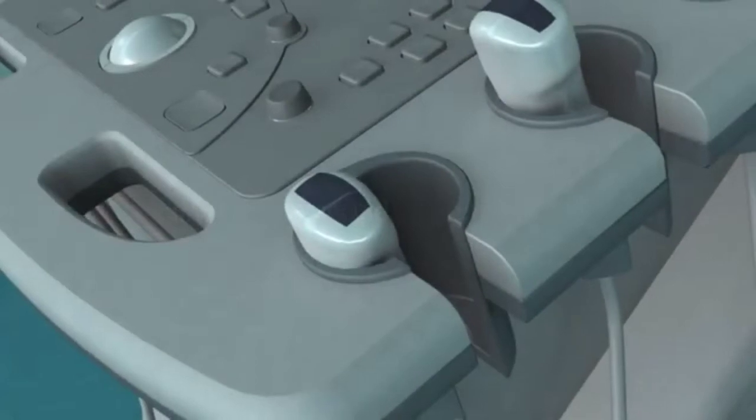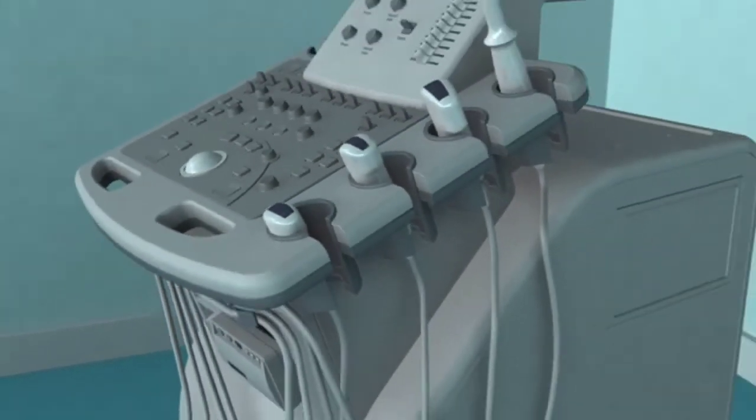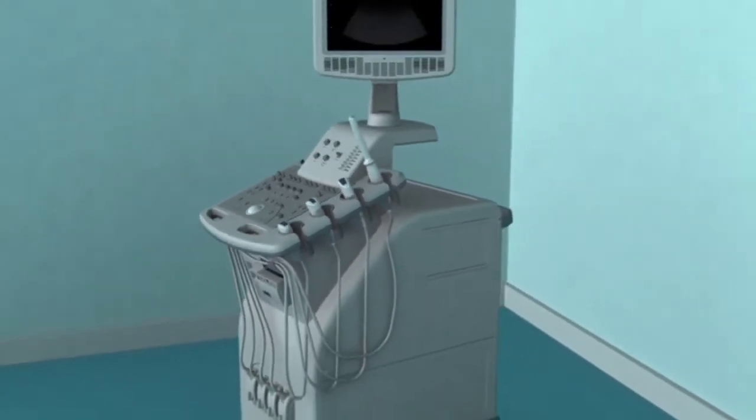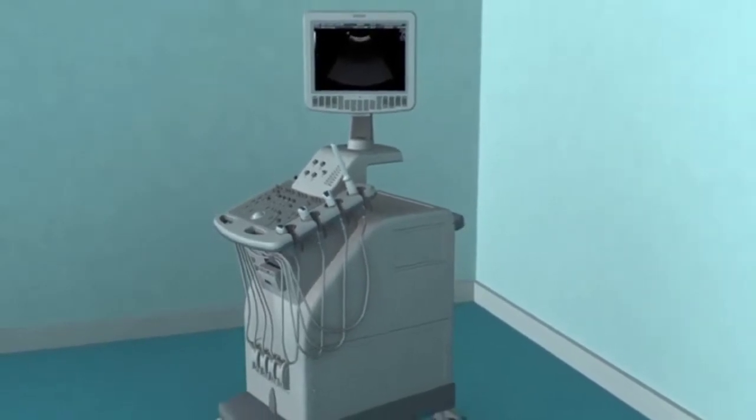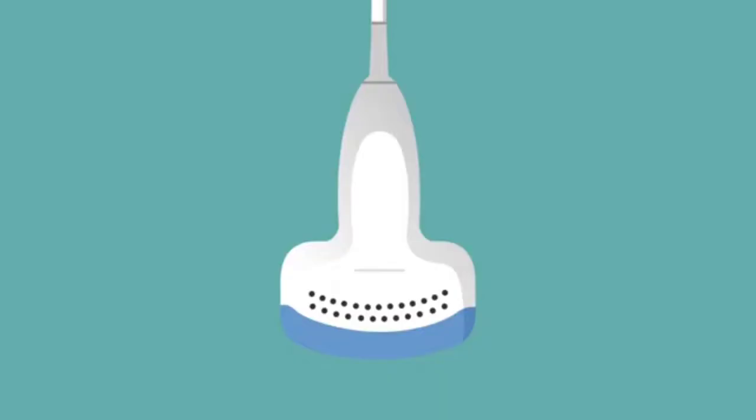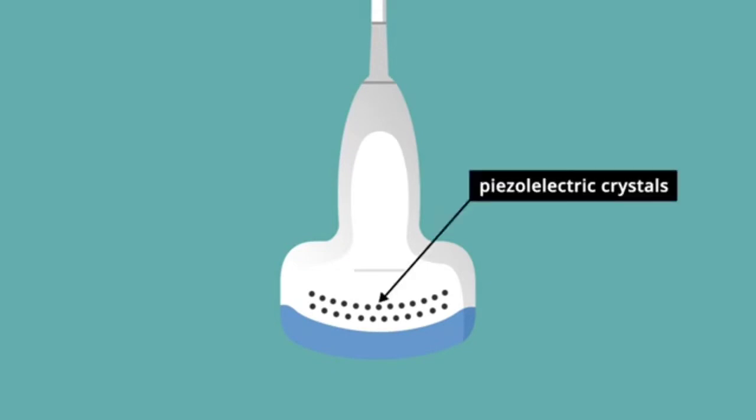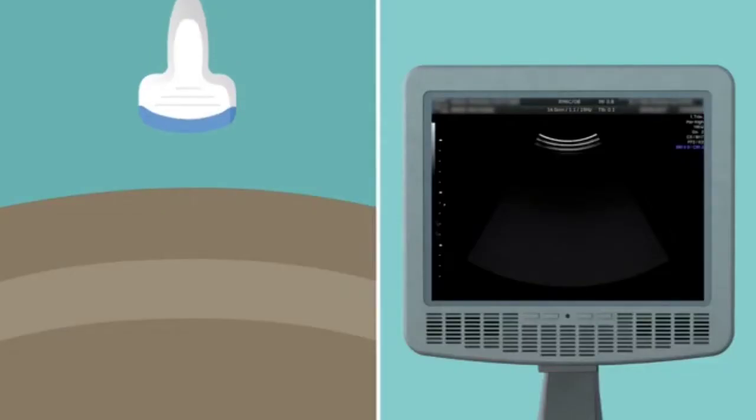An ultrasound machine consists of a probe connected to a scanner unit, which provides controls and displays the images. Inside the probe, there are quartz crystals called piezoelectric crystals. When an electric current is applied to these crystals, they change shape very rapidly. It is these rapid shape changes, or vibrations, which produce waves of ultrasound.